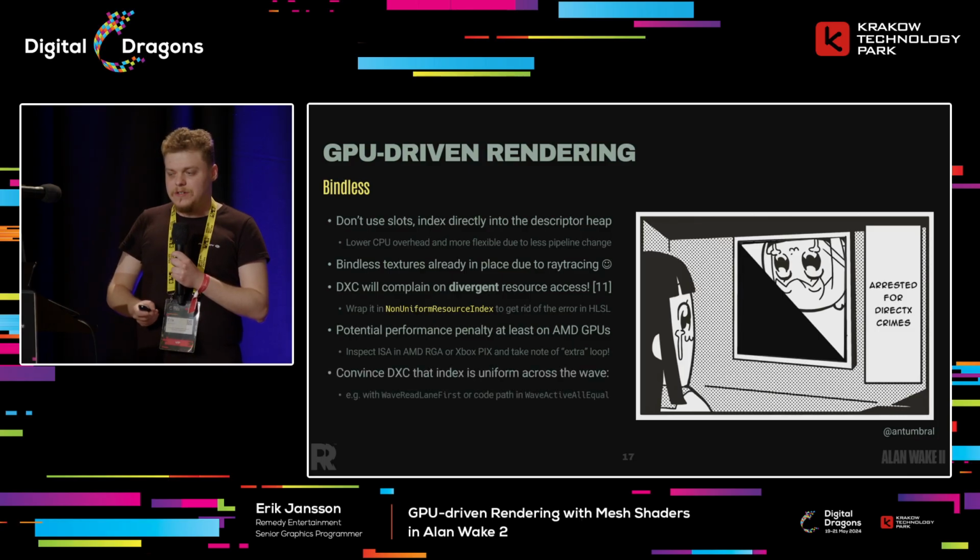You can also convince DXC that the index is uniform by doing a wave read lane first, for example. But be sure that the index is actually uniform. Don't trick the compiler here, because otherwise you're going to get artifacts. So the part we had to do for Alan Wake 2 that's more than bindless textures is bindless geometry. All of our meshlets are done using bindless.